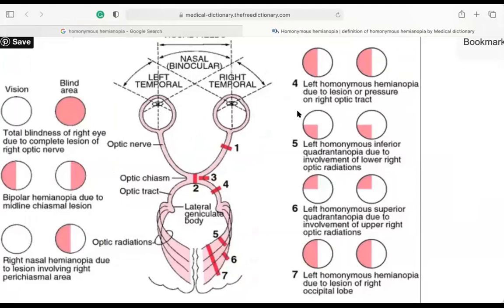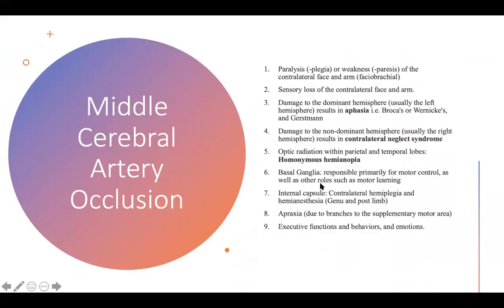Okay, now going back. We said the basal ganglia will be involved because of motor control. So there will be problems in motor learning and in motor control. The internal capsule, again, the same motor and sensory manifestations will be there because of the internal capsule. Apraxia because of the supplementary motor area. You know what that is?